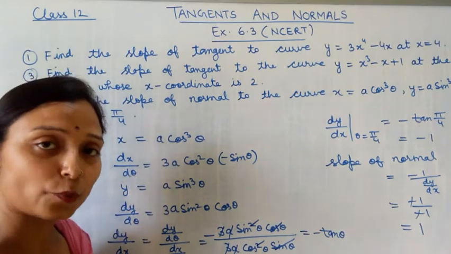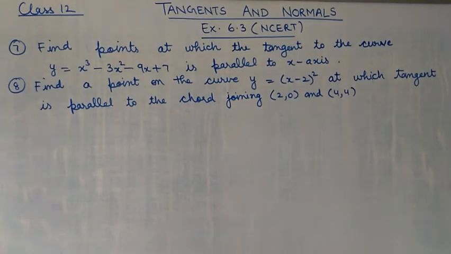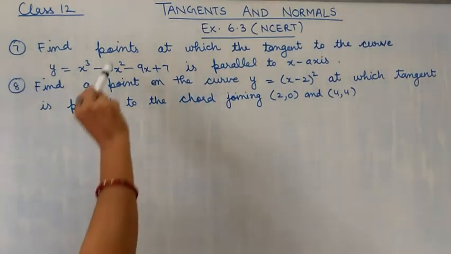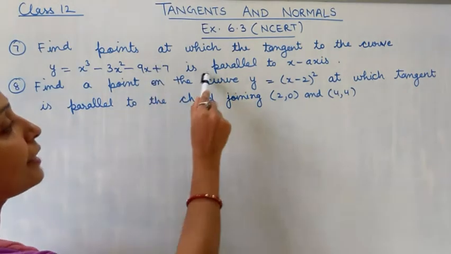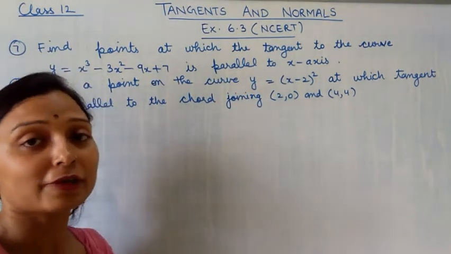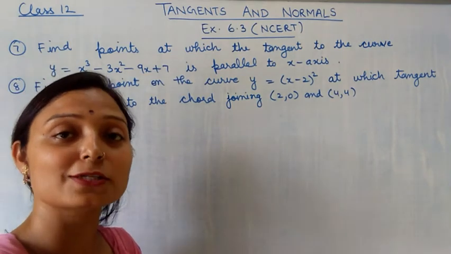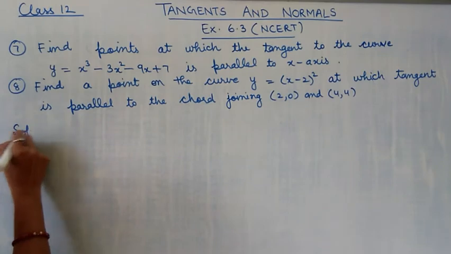Okay, now come to the next questions. Our next questions are question number 7 and 8, in which you have to find the points at which the tangent to the curve is parallel to the x-axis. First of all, I will remind you of the condition. When the tangent is parallel to the x-axis, slope is equals to 0. So I will start with question number 7.